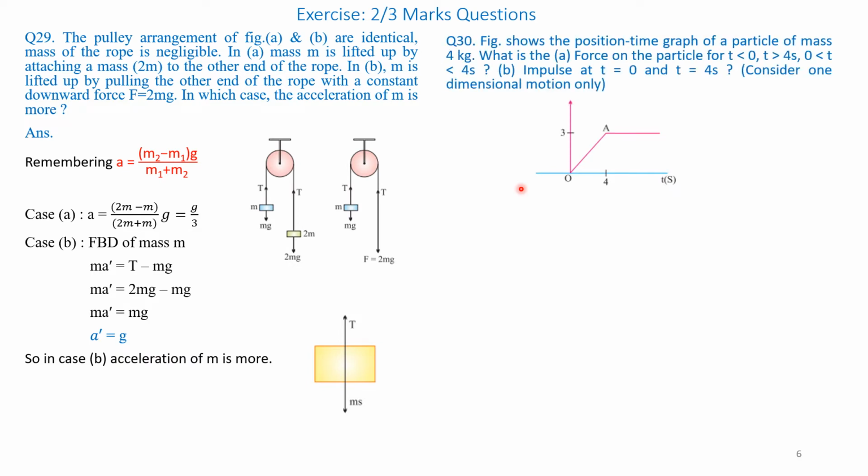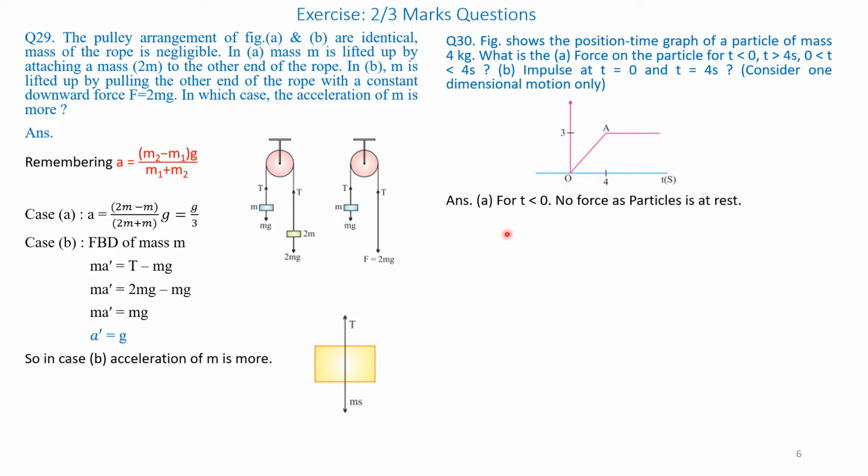Next question. The figure shows the position time graph of a particle of mass 4 kg. Part A: what is the force on the particle for t less than 0, t greater than 4 seconds, and t lying between 0 and 4 seconds? Part B: calculate the impulse at t equal to 0 and t equal to 4 seconds. Consider one dimension only. The figure is shown here. The y-axis is the position and the x-axis is the time scale. So 0 to 4 seconds is here, and between O and A there is a slope, and the slope is 3 by 4, that is 0.75, the slope of the inclined line OA.